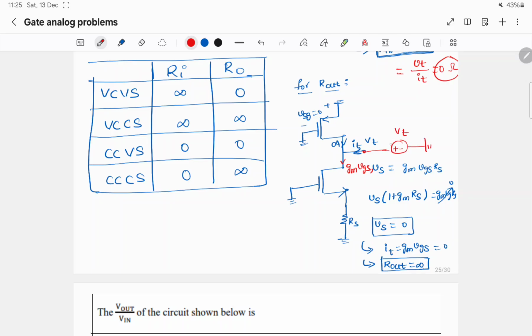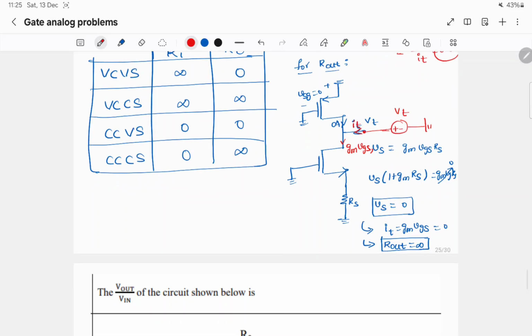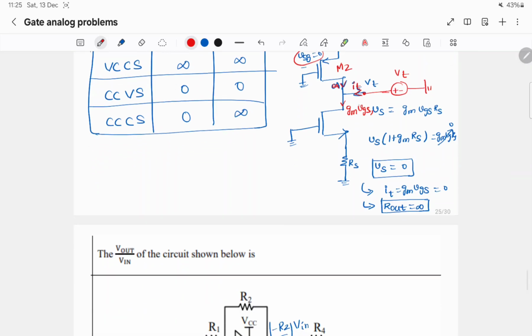Vt at the output node and find out the test current It in terms of Vt. Similar to the first case, VSG will be 0, so the current flowing in the upper transistor will be 0 amps, and the current flowing in the lower MOSFET will be GM VGS, and the current flowing here is GM VGS, and this node potential, let us say it is Vs.